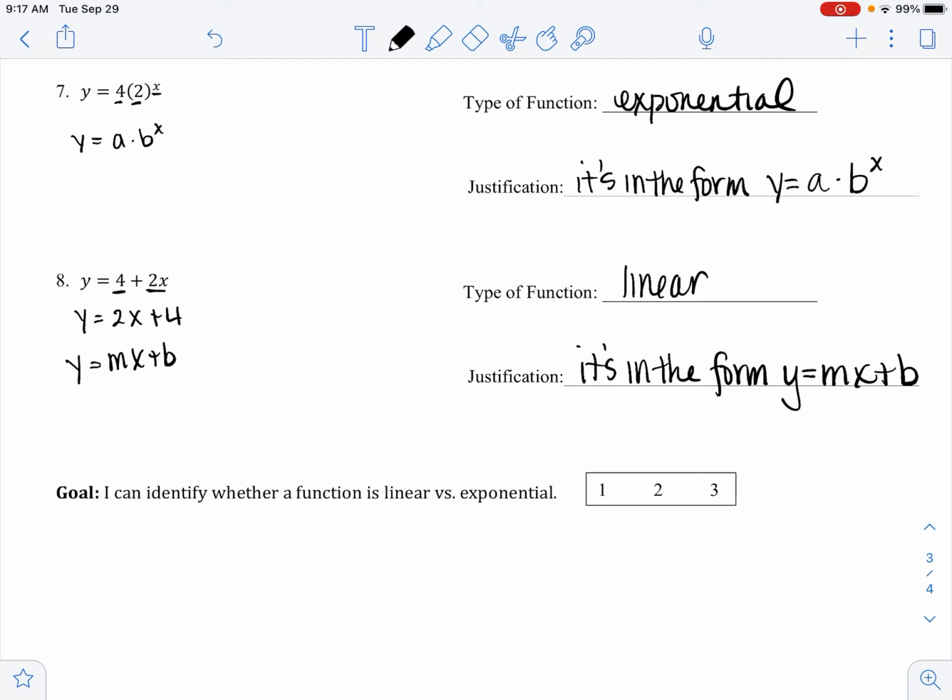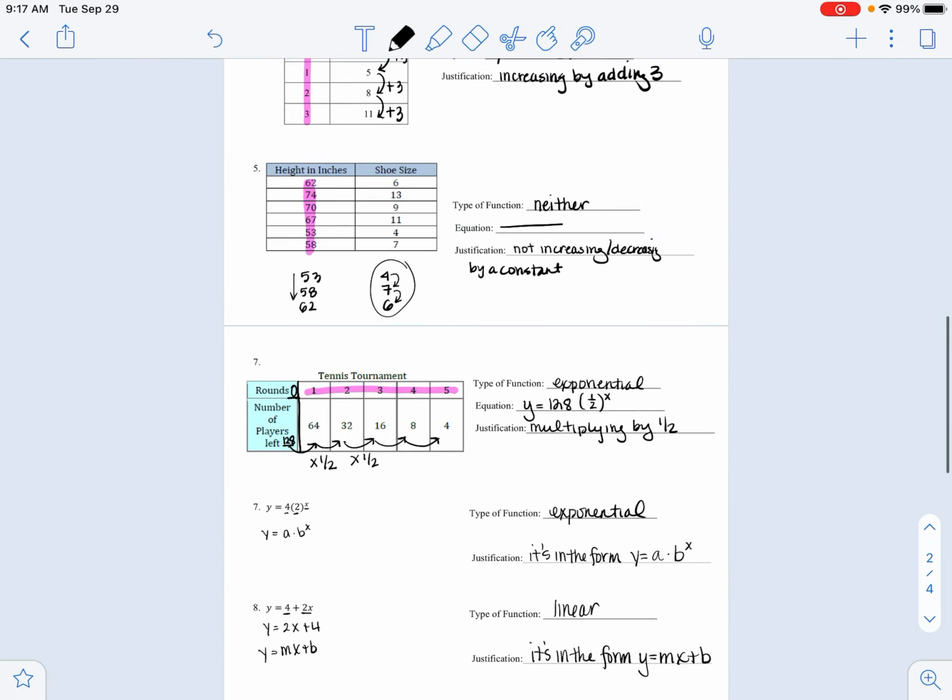Okay, so now what you can do is you can go ahead and re-rate yourself on how you feel about telling whether a function is linear or exponential.